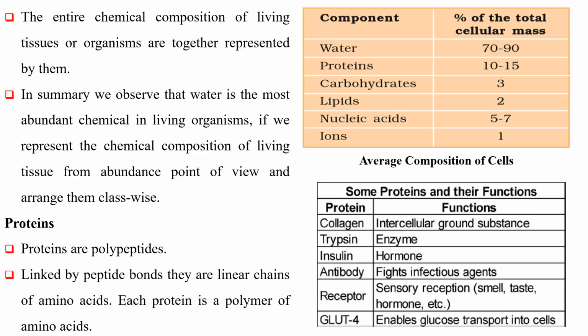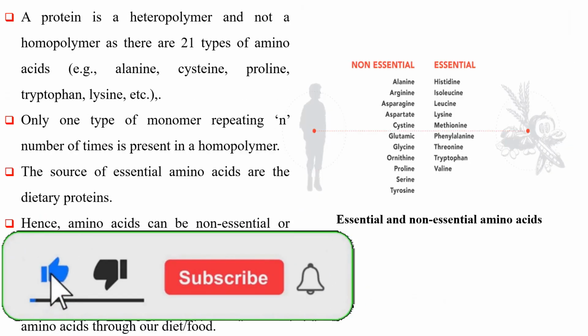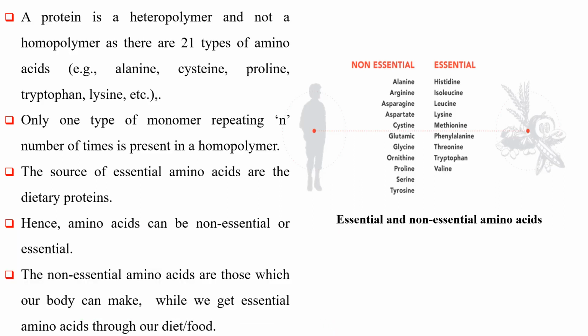Proteins. Proteins are polypeptides. Linked by peptide bonds are linear chains of amino acids. Each protein is a polymer of amino acids. A protein is a heteropolymer and not a homopolymer, as there are 21 types of amino acids. Only one type of monomer repeating n number of times is present in a homopolymer.